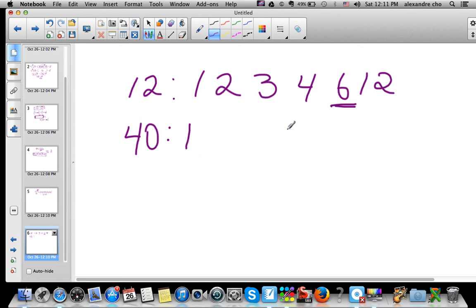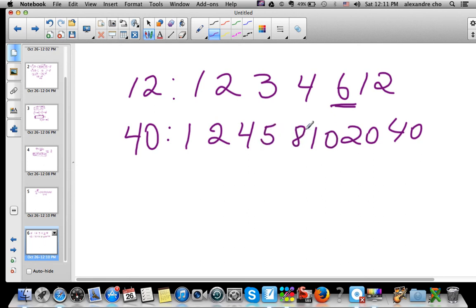So 40, 1 and 40. And you've got 2 and 20. 3 doesn't go. 4 and 10. 5 and 8. 6 doesn't go. 7 doesn't go. 8 we already wrote, so we can stop because we're repeating our factors.